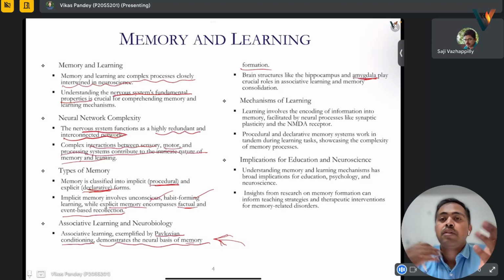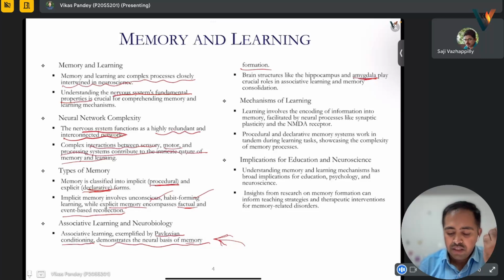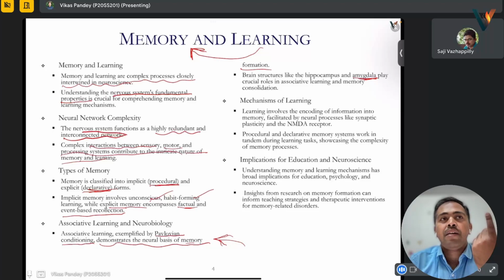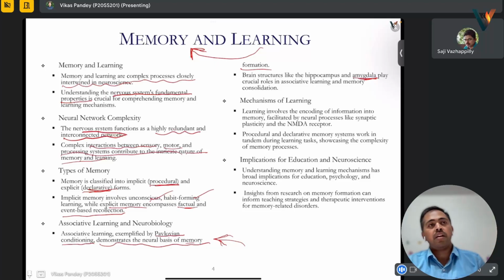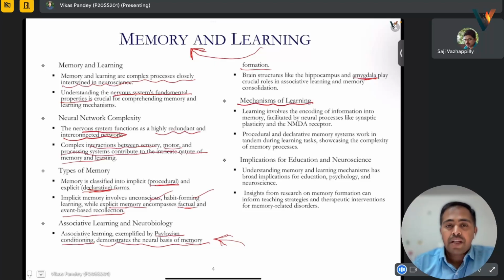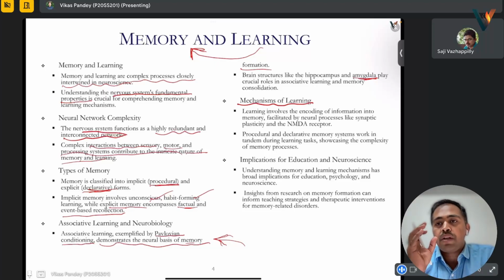This is not memory. This is the process of creating the memory. So learning is the way of creating a memory. And what we understand as memory is not only factual information, but memory is also procedural in nature. That means how to do something. These things are also memory. Okay. So what is the mechanism of learning? We can say learning is encoding of information into memory.